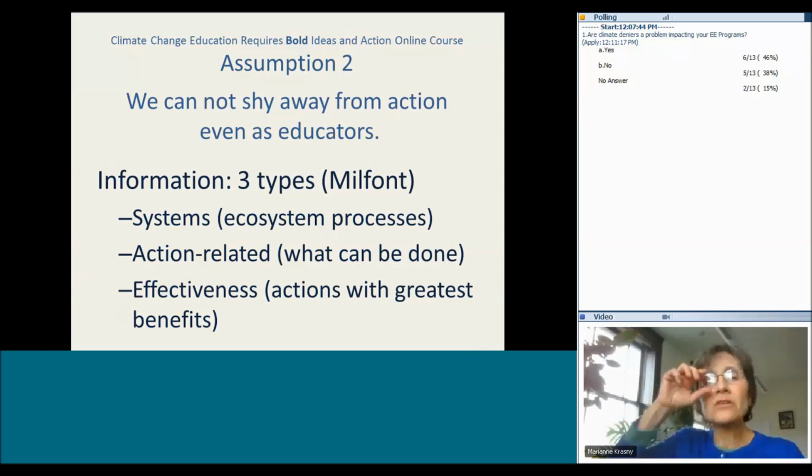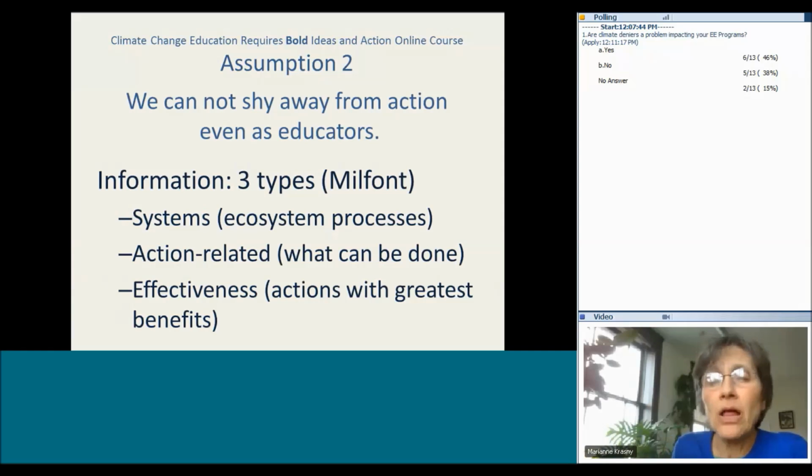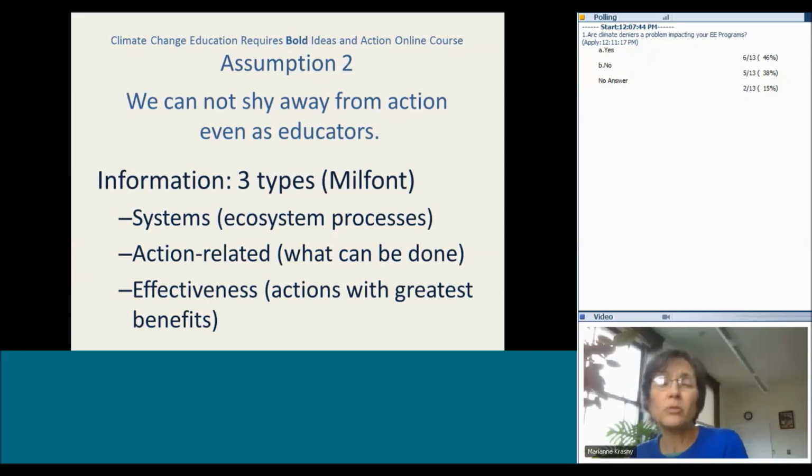And along the same lines, this is from an article actually about climate change communication. But the author has 3 types of information that she or he, I couldn't tell from the name, feels should be communicated. And I think even though the article is about communication, it applies to education also. So the 3 types of information are systems information like ecosystem processes, which I would equate to STEM education, action-related information, what can be done, and then importantly, effectiveness. So which actions will have the greatest impacts or benefits.